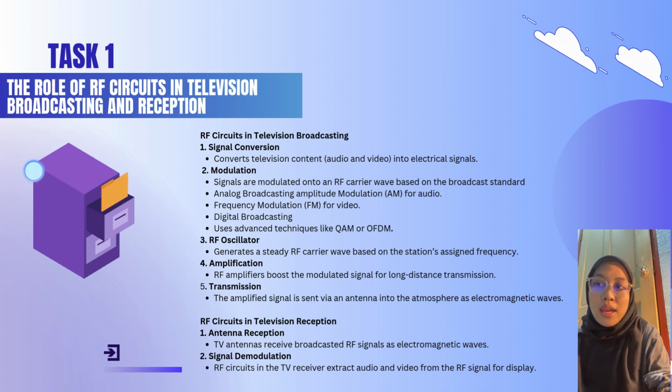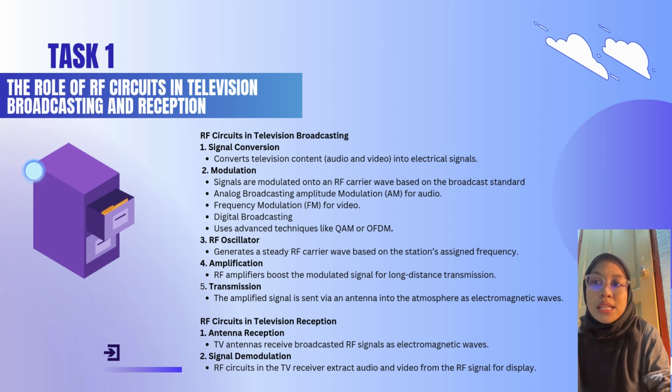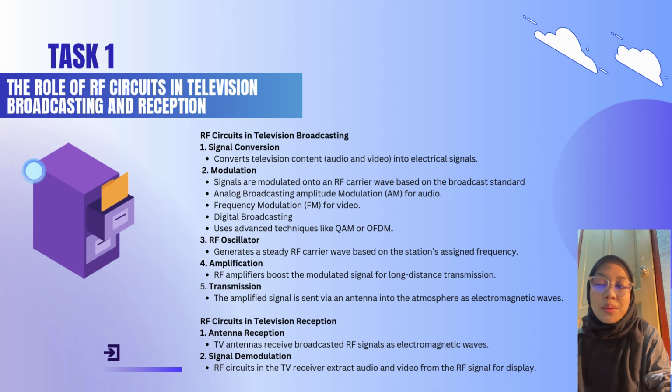Number 4, amplification. RF amplifier boosts the modulated signal for long distance transmission. Number 5, transmission. The amplified signal is sent via an antenna into the atmosphere as an electromagnetic wave.